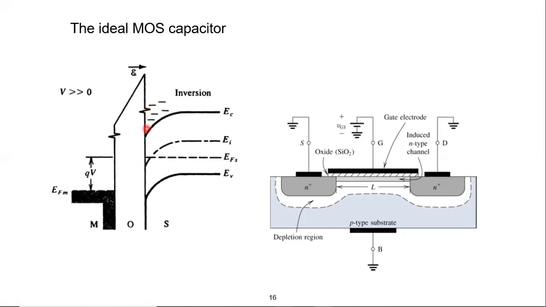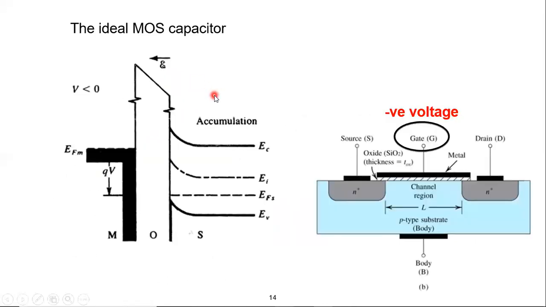What if it looks like that? Now the inversion occurs. Now at this point, EFS is greater than EI. So at this point the material is n-type, and now you have an inversion, and now we have a threshold voltage. So this V is equal to or greater than the threshold voltage, and now you have what is called the inversion layer. So we have three regions up till now.